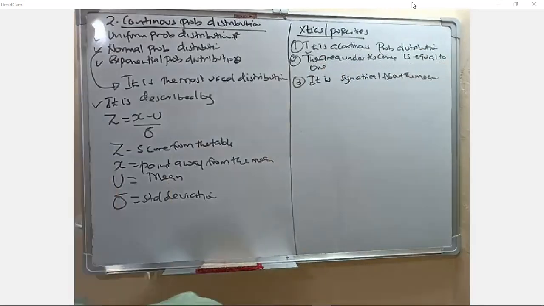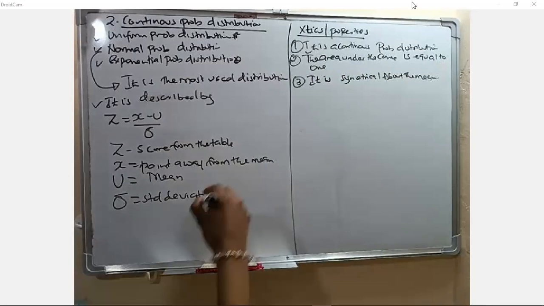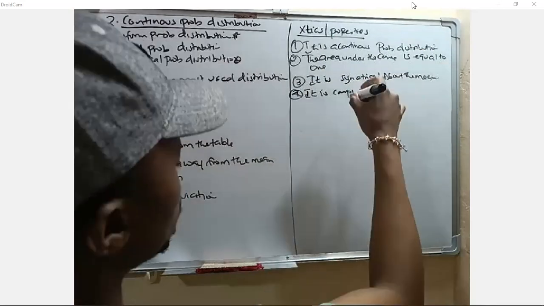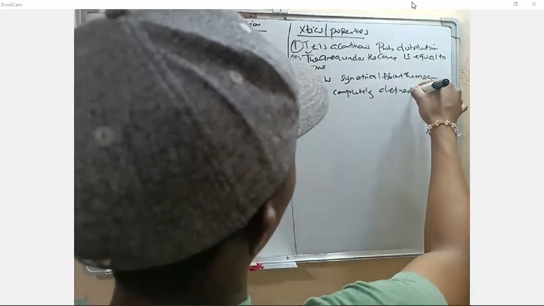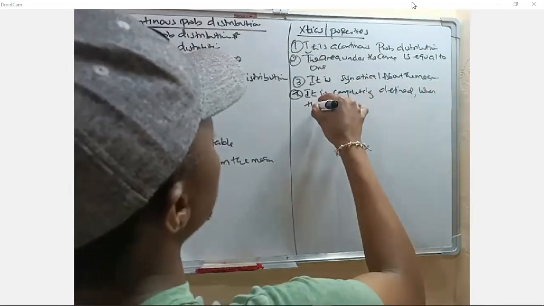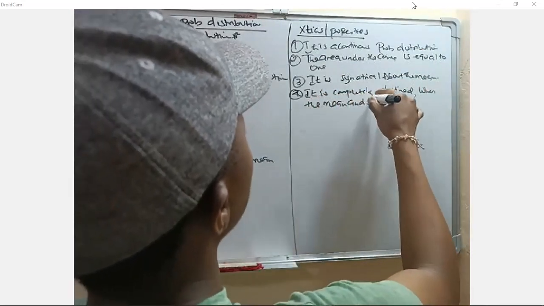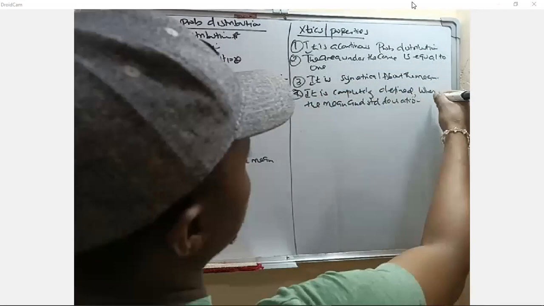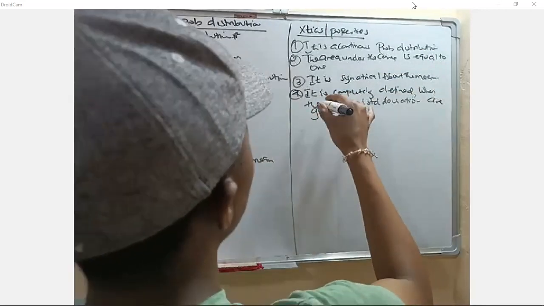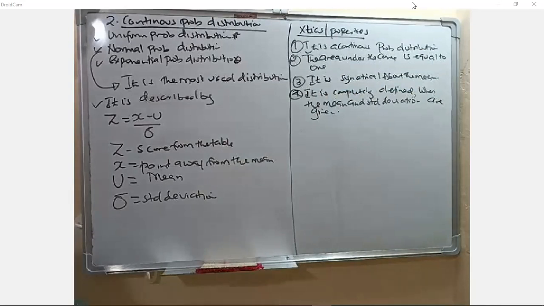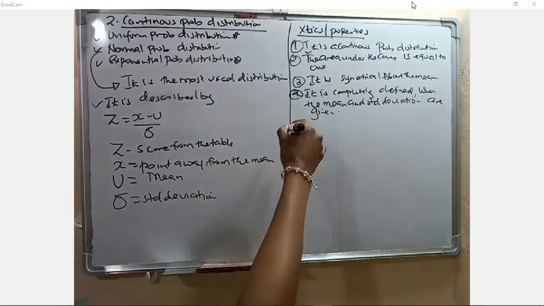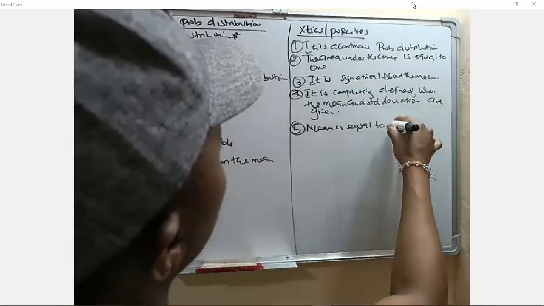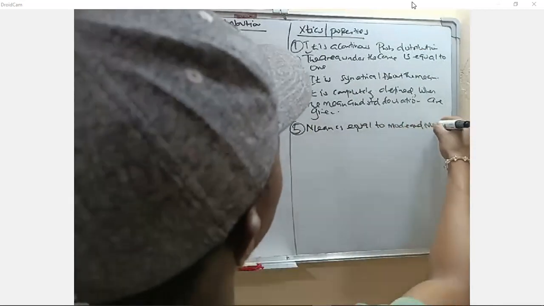It is symmetrical about the mean. Now, number four, it is completely defined when the mean and standard deviation are given. It is completely defined when the two are given there. Now, it means the mean is equal to the median. In case the examiner is asking those kind of questions, you say the mean is equal to the mode and median.